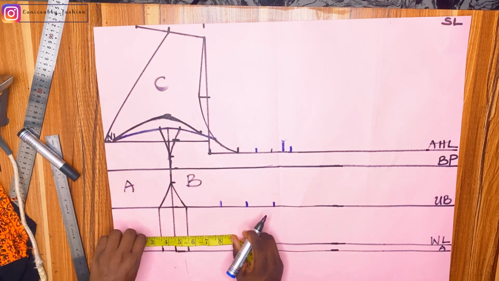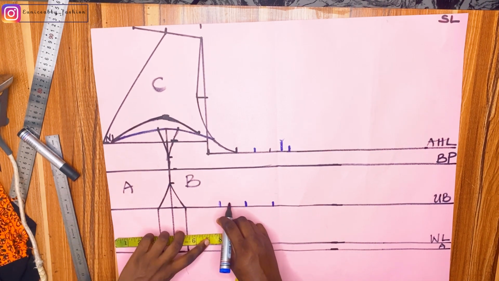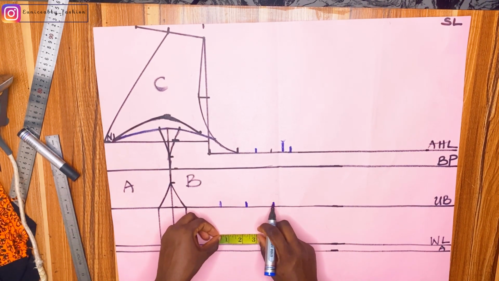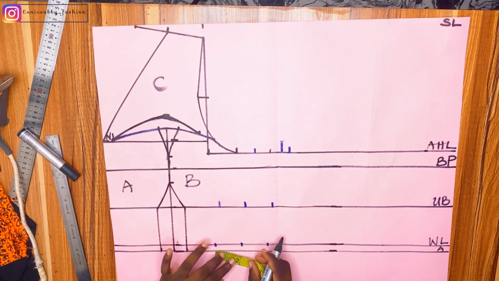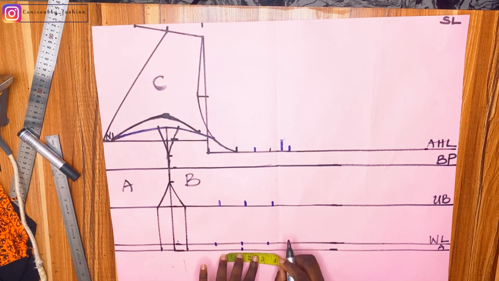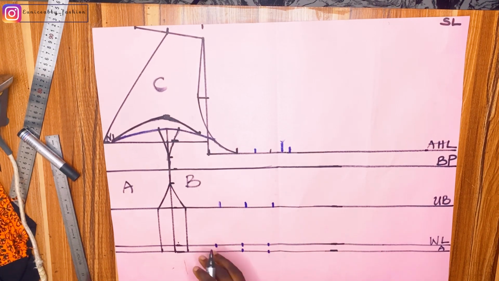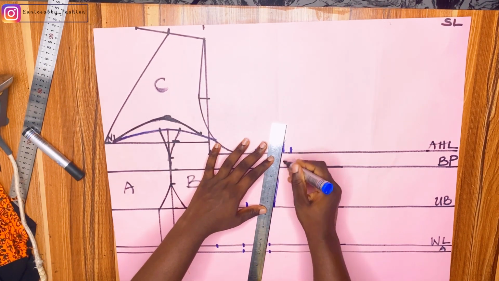On my waist is 30 divided by 4. That's 7.5. I marked it. I marked the 2 inch dart that we took, and I also marked my 2 inch allowance. I marked the same thing that I marked on the waist on that allowance line, and I went ahead to connect everything.